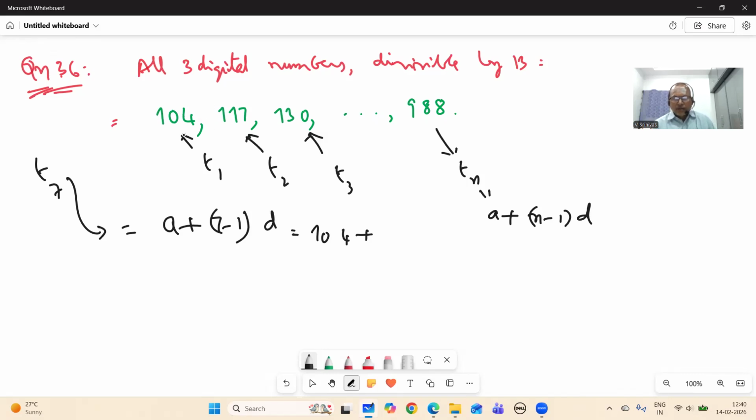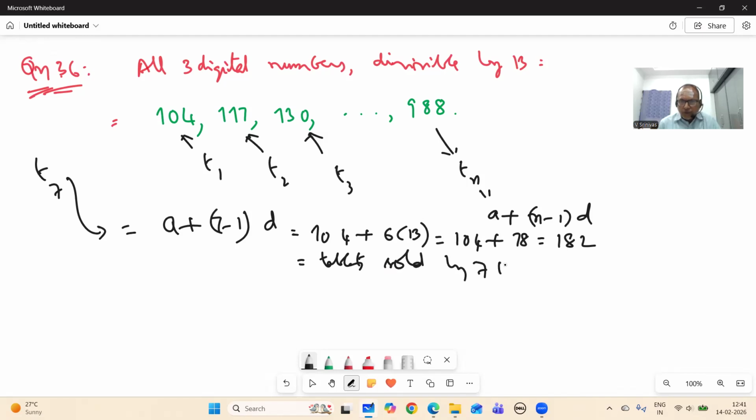117 minus 104 is 13. 130 minus 117 is 13, and so on. These are all multiples of 13. Therefore, the common difference is 13. So this is 6 into 13, which is 78. 104 plus 78 is 182. So the 7th shop sold 182 paracetamol tablets. Yeah, so this is the first question. First bit. Okay, what is the second bit?